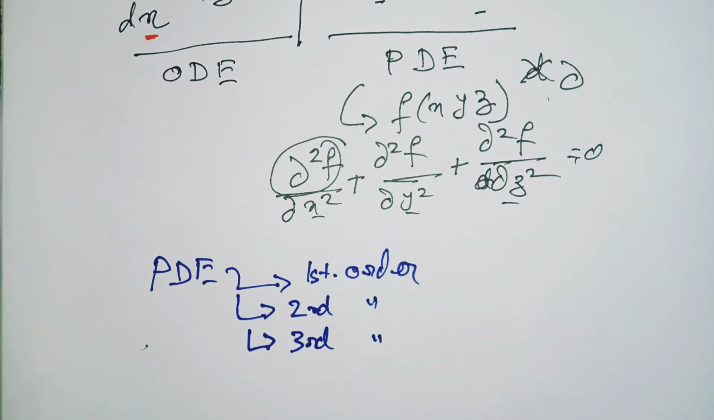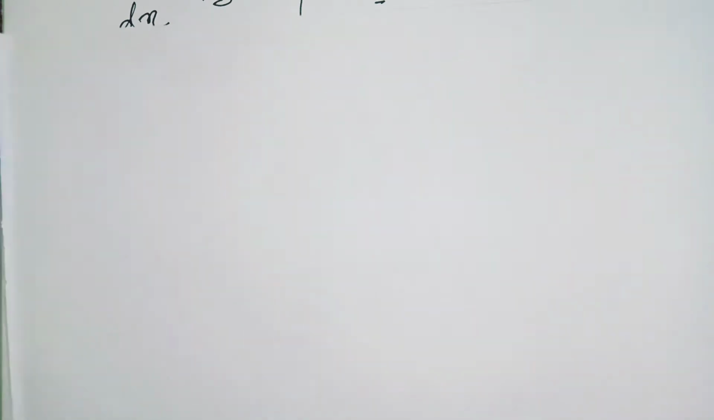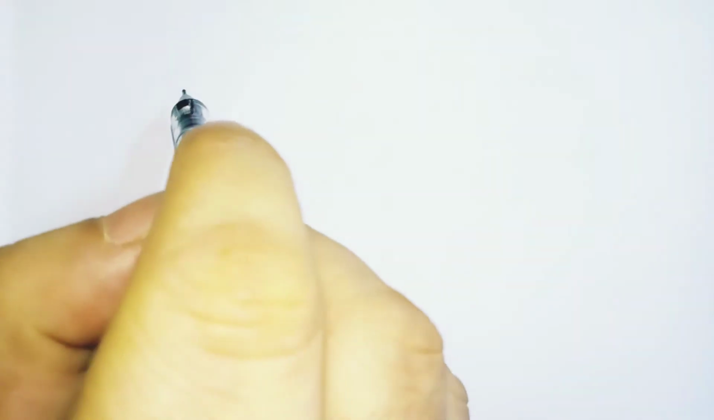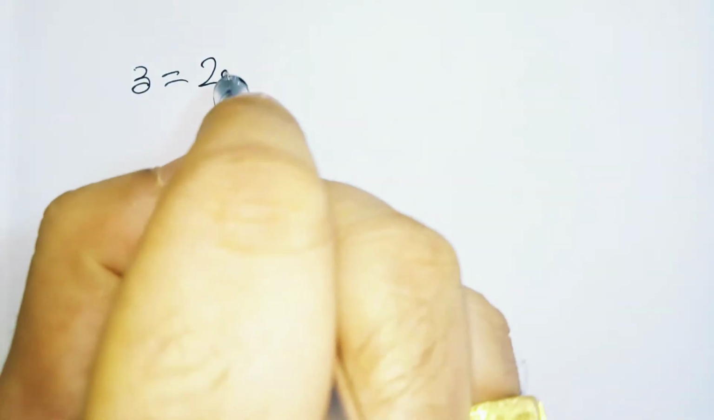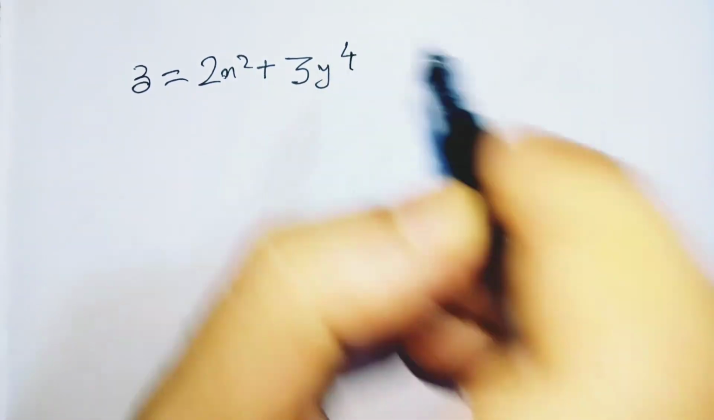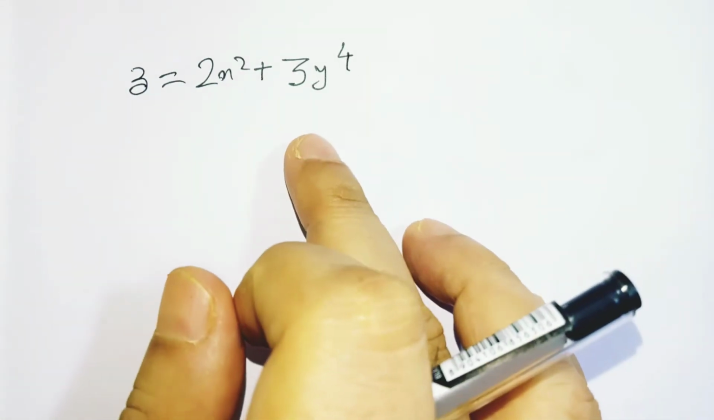Okay, so if we take an equation, I will move to a fresh page so that it becomes easier for you to understand. Say, for example, let me write it like this: z equals 2x squared plus 3y to the power 4. So this is an expression.